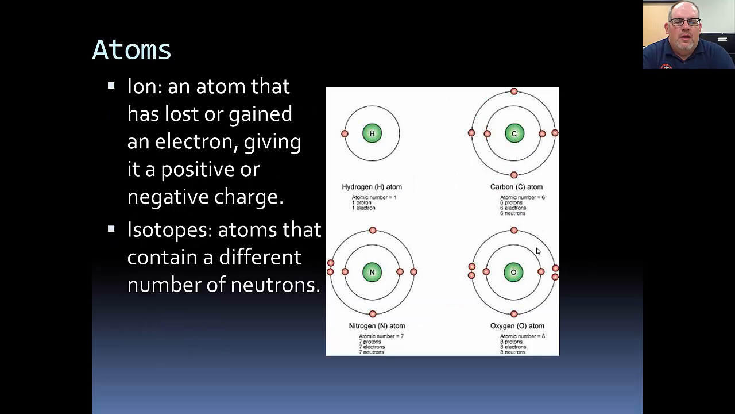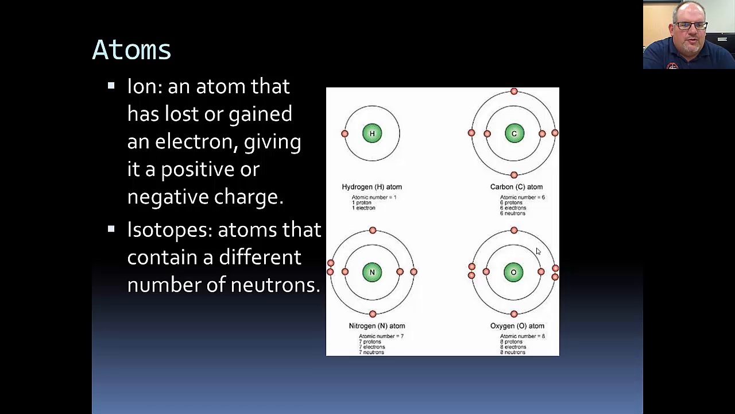So we have what we call atoms that have ions, and an ion is actually an atom that has lost or gained an electron. And by either losing or gaining an electron, it now has a charge. It's either going to have a positive charge or a negative charge. If you lose an electron, you have a positive charge. If you gain an electron, you have an extra negative charge, so you now have a negative.